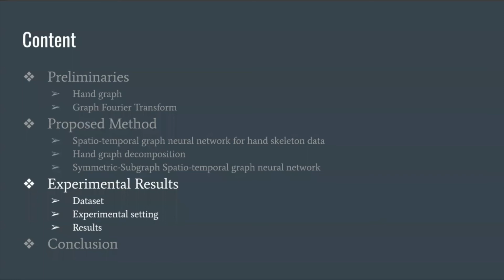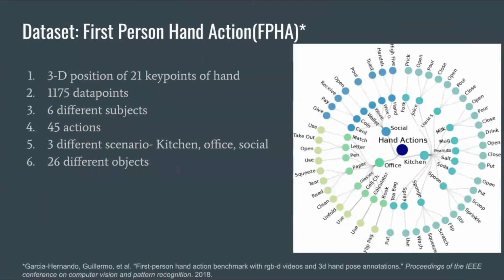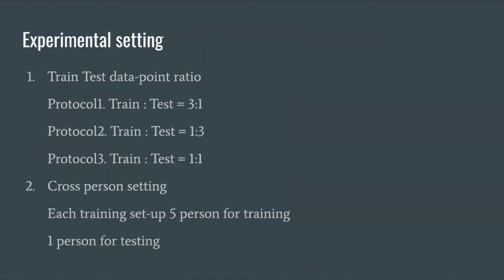Let's move on to the experimental details and the results. So I am using this FPHA dataset. It has 1175 data points. 6 different subjects are performing 45 actions in 3 different scenarios. So we are basically considering a lot of variation in the data, and they are interacting with 26 different objects.